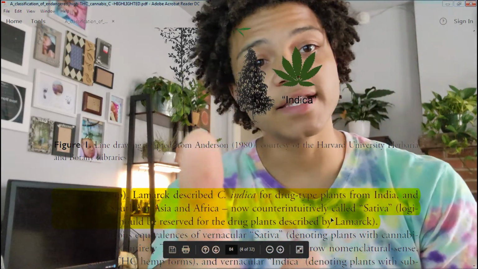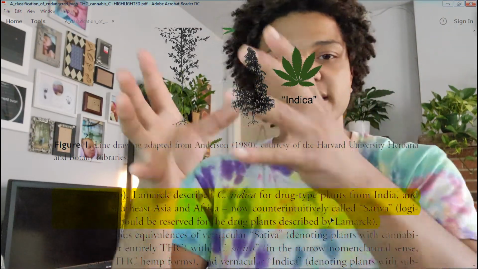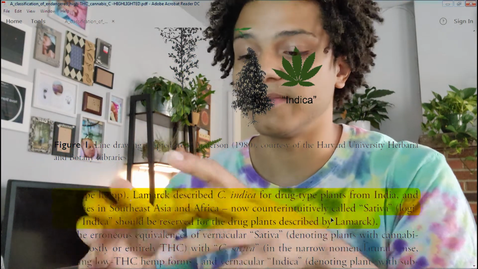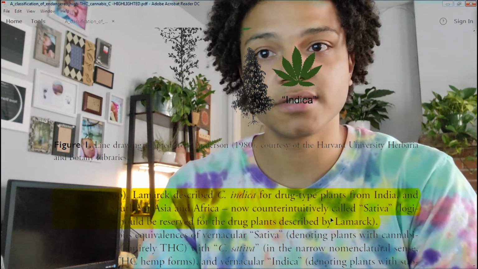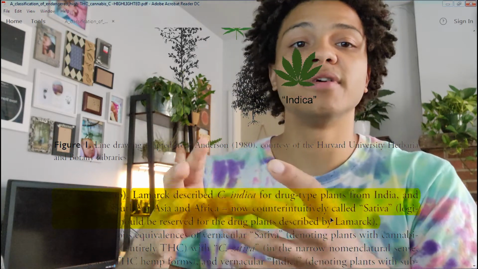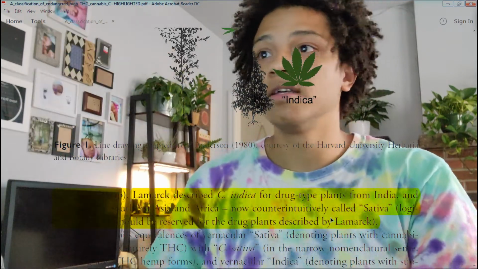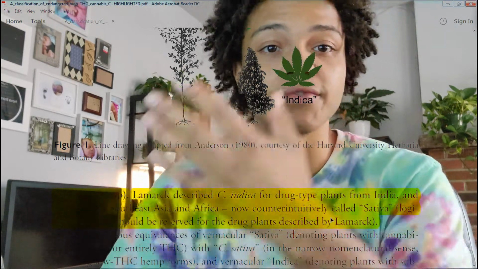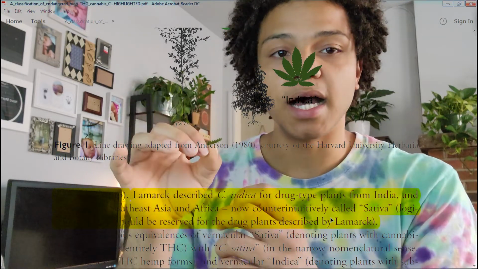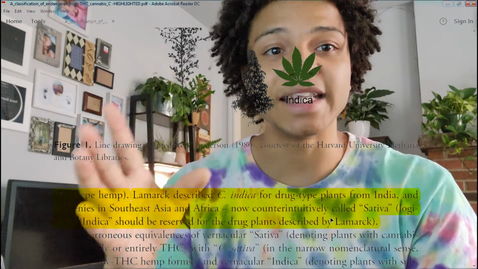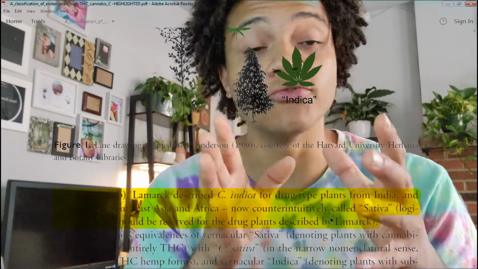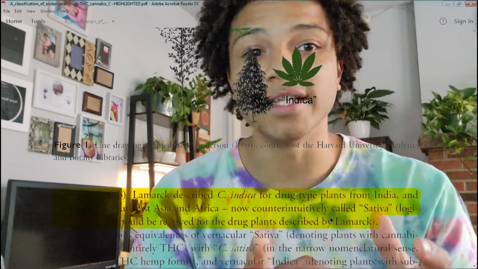So what they're proposing right there is, instead of saying sativa type plants are from this location or that location, it should be based on the type of cultivar it is. So if it's a hemp cultivar or if it's a drug type cultivar, they want to propose hemp type cultivars be sativa, and marijuana drug type cultivars are indicas.